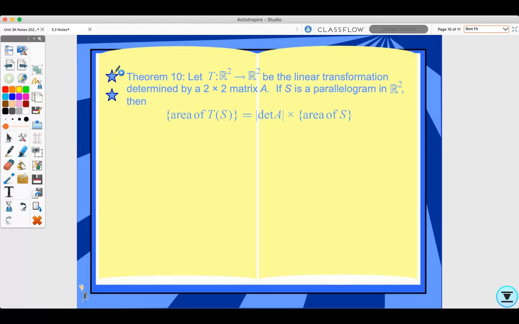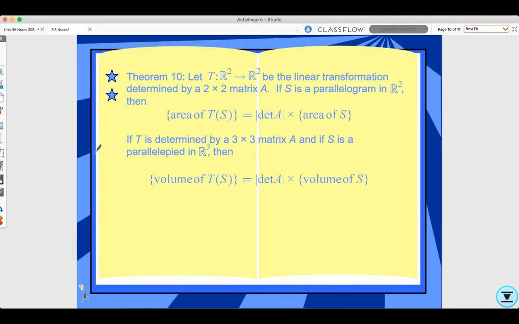Let's look at theorem 10. Let the transformation T from R2 to R2 be a linear transformation determined by a 2 by 2 matrix A. If S is a parallelogram in R2, then the area of the transformation of S equals the absolute value of the determinant of A times the area of S. If T is determined by a 3 by 3 matrix A, and if S is a parallelepiped in R3, then the volume of the transformation of S is the absolute value of the determinant of A times the volume of S.